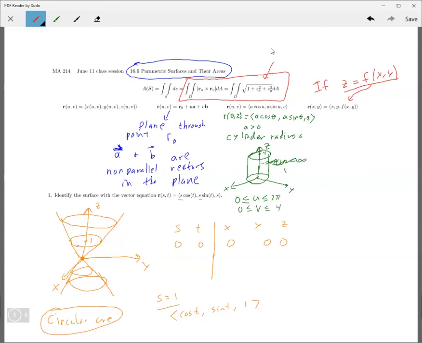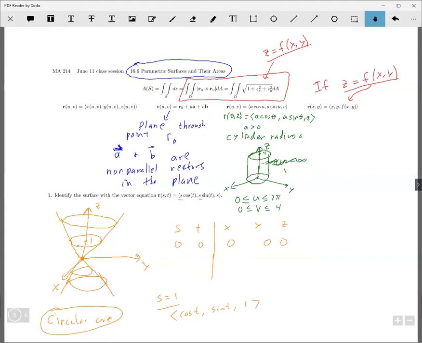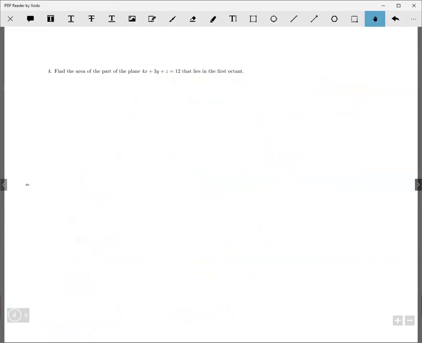Now this one is if you have it like this, z is equal to f of xy. And this one is if you don't have it like that, so you just use this one instead. Okay, so let's go ahead and tackle this one.